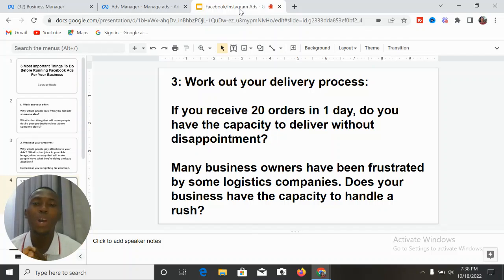So you must be able to handle whatever comes to your business. Set these things in the proper way. Have more than one logistics partner. Have up to 3, up to 4, up to 5, so that if one disappoints, the other one picks up. If you have the money, if you have the capacity, have your own bike.